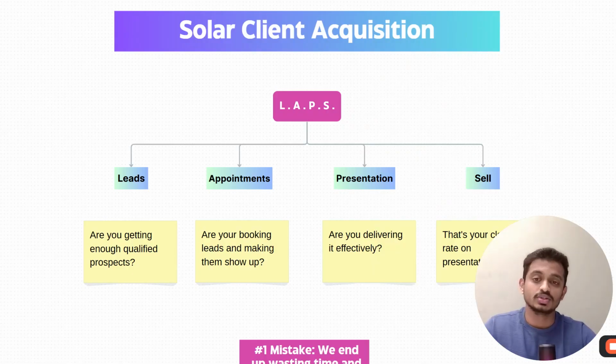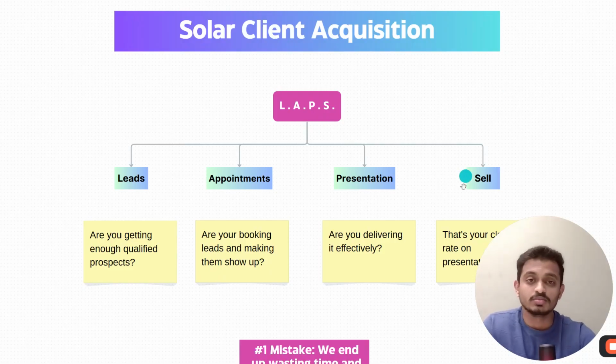As I said before, the entire solar client acquisition system can be broken down into LAPS. L is for leads: are you getting enough qualified prospects? A is for appointments: are you booking the leads and making them show up? P is for presentation: are you delivering it effectively? And S is for selling. That's your close rate on your presentation.